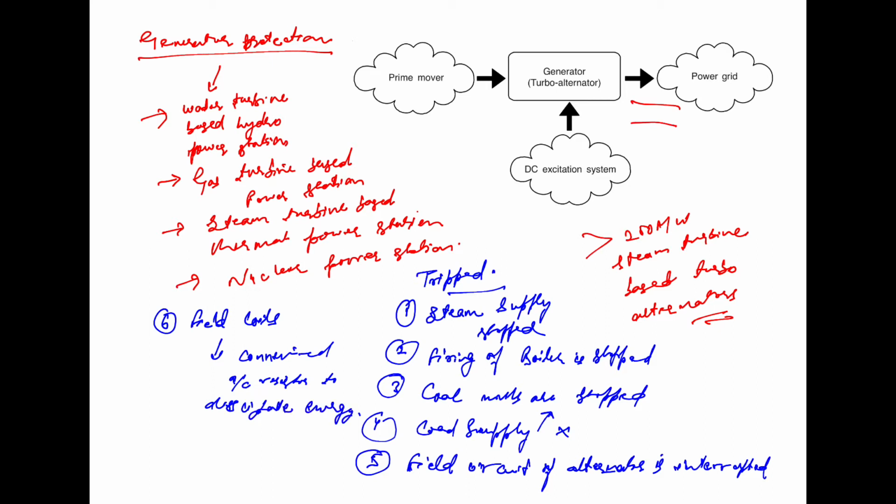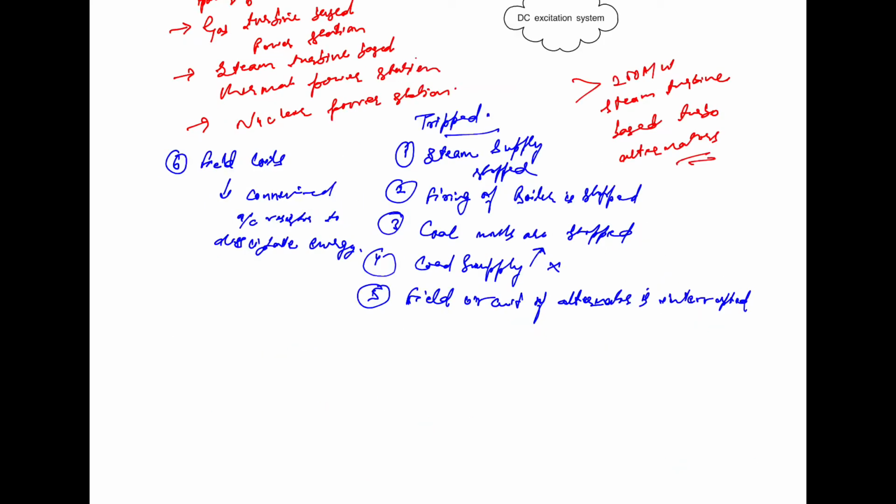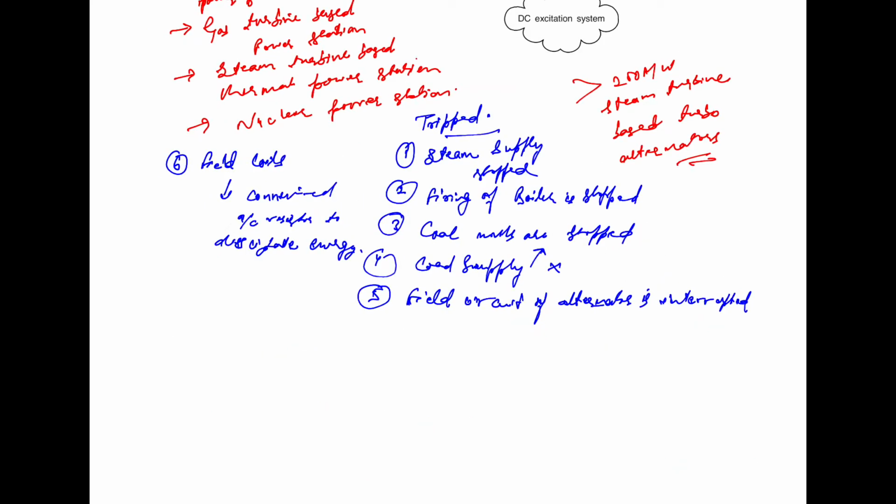Then the alternator is kept running at slow speed with the help of the bearing gear till it cools down uniformly. So the alternator is kept running at slow speeds.